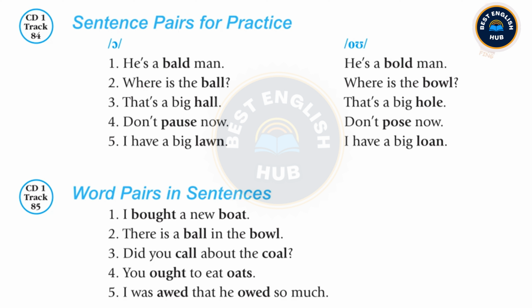He's a bald man. He's a bold man. Where's the ball? Where's the bowl? That's a big hall. That's a big hole. Don't pause now. Don't pose now. I have a big lawn. I have a big loan.